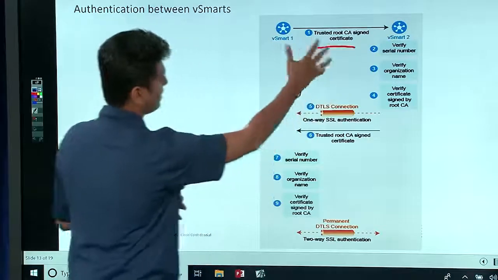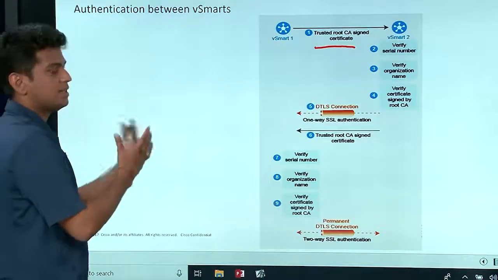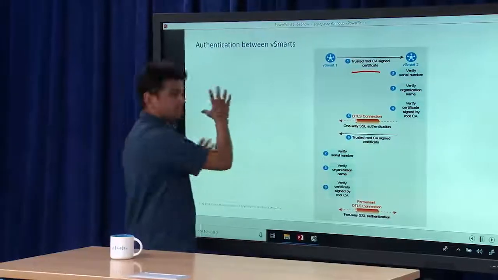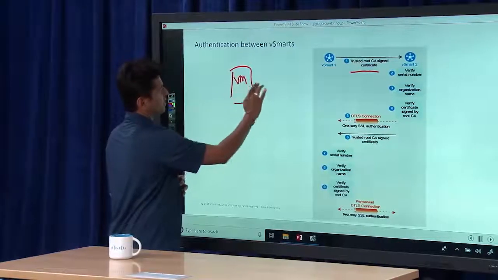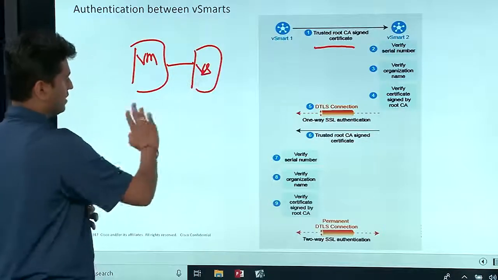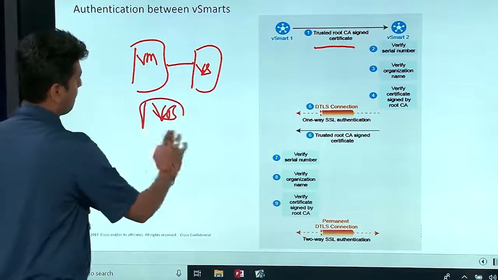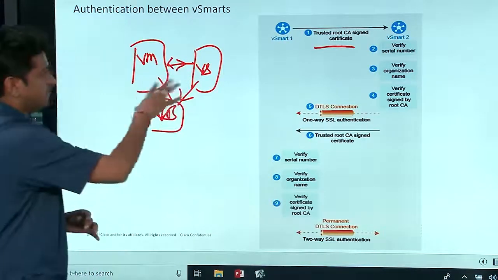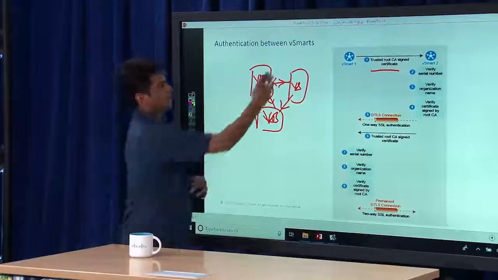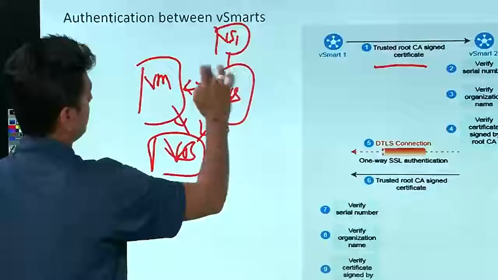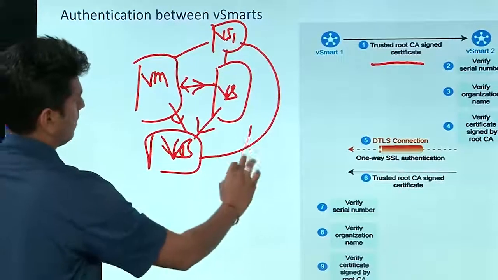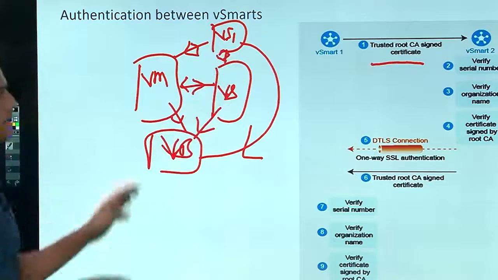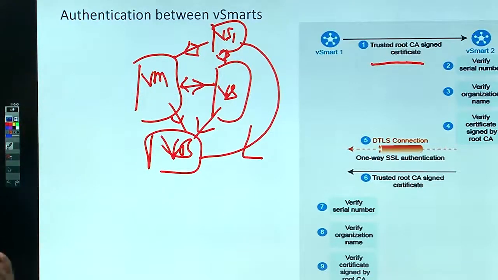So vSmart 1 sends its signed certificate, which is signed by some trusted root CA, to vSmart 2. vSmart 2 knows the serial numbers which were propagated in the provisioning part of it. So serial numbers are exchanged in this way. vSmart 2 would know that, hey, there is vSmart 1 trying to connect, and is its serial number a valid serial number which is present in my database?